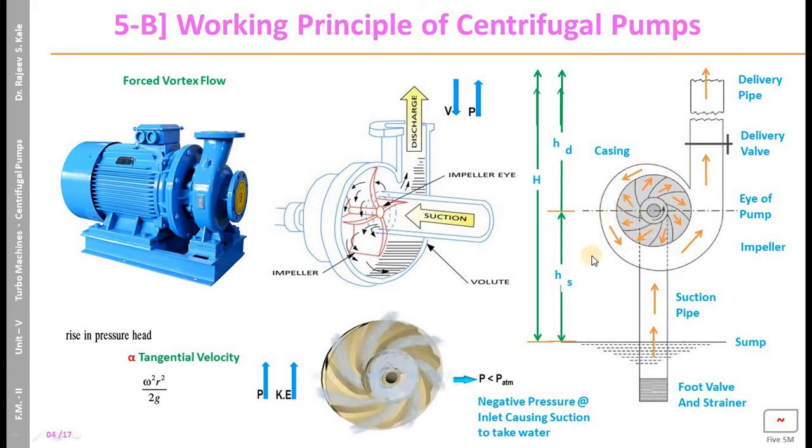If you understand the pressure, this side is low pressure. After rotating the fluid, there is a high pressure. At the eye of the impeller, there is a negative pressure. So atmospheric pressure is always acting on the pump. That should be taken into account so that vapor will not form while working the centrifugal pump. So we'll study all these things in detail. Clear working principle of centrifugal pump.